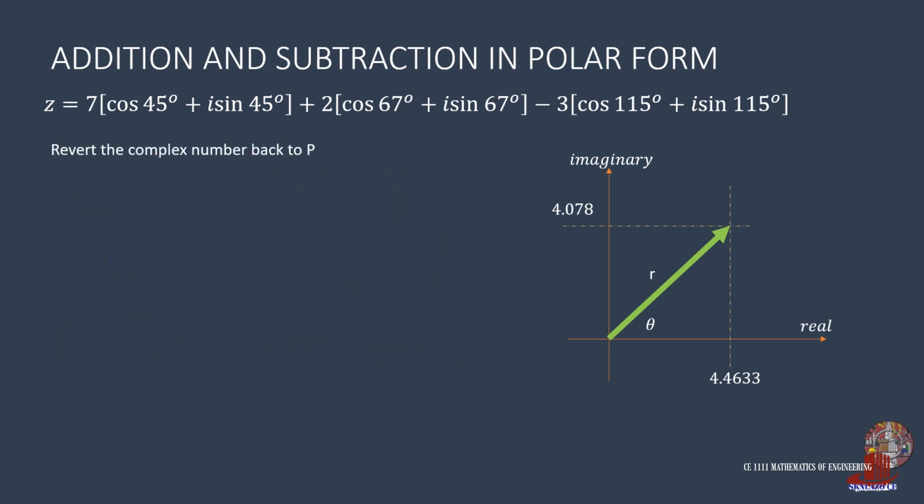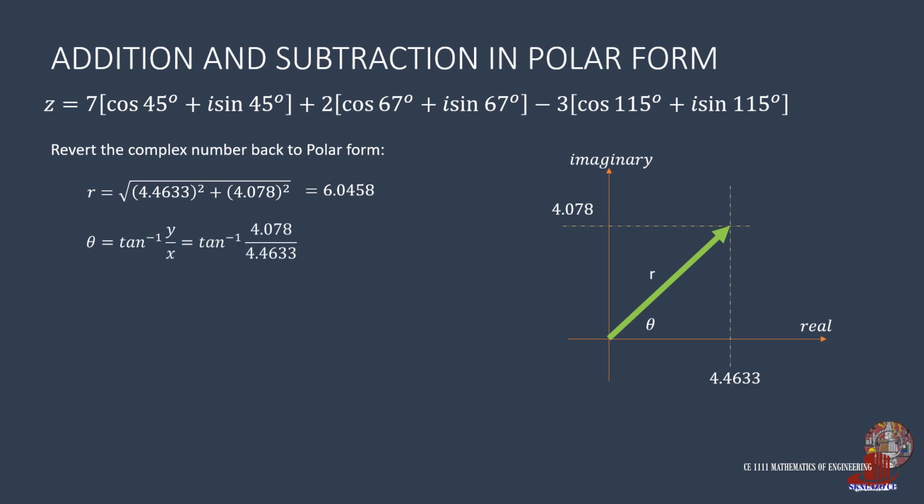Now let's revert the result back into its polar form. So take the modulus using the Pythagorean theorem, and that is the root of the squares of 4.4633 and 4.078, resulting to 6.0458. The argument is solved using the inverse tangent of 4.078 over 4.4633, which gives 42.4171 degrees. This value of theta is exactly the measurement of our graph.